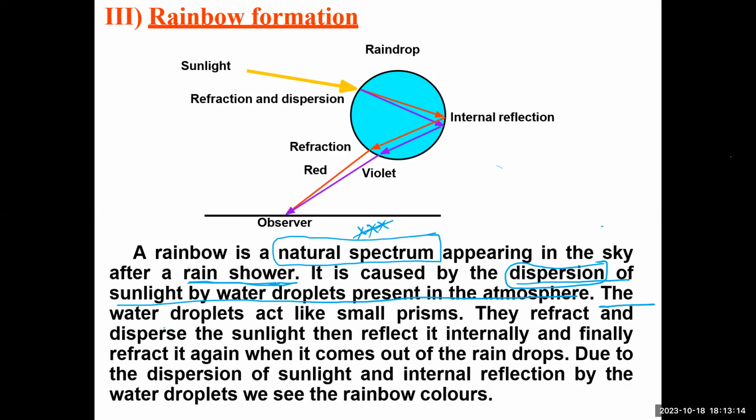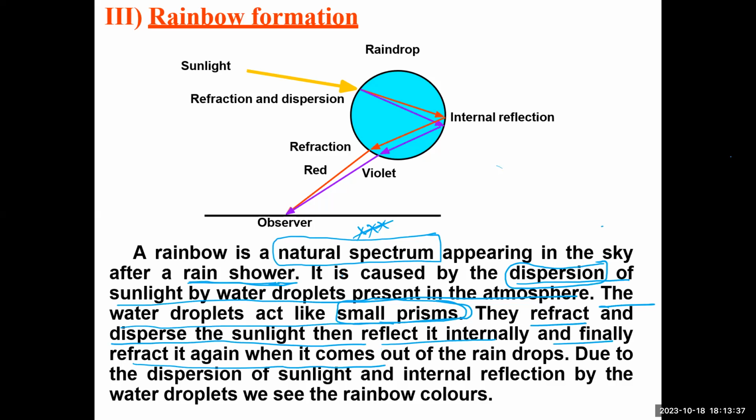The water droplets act like small prisms. Just now I told you, right? Your water droplet will act as what? Small prisms. They refract and disperse the sunlight, then reflect it internally, and finally refract it again. The same process you have studied in the prism, we are talking about here now.